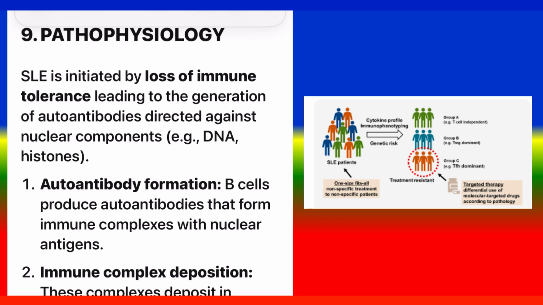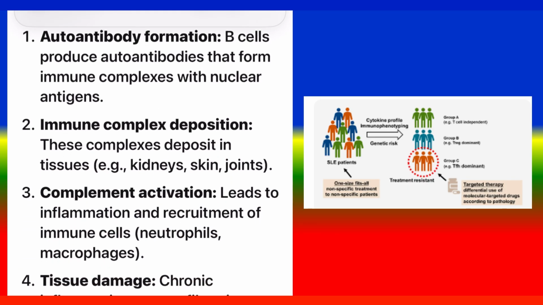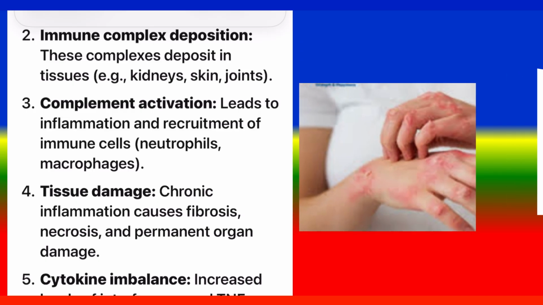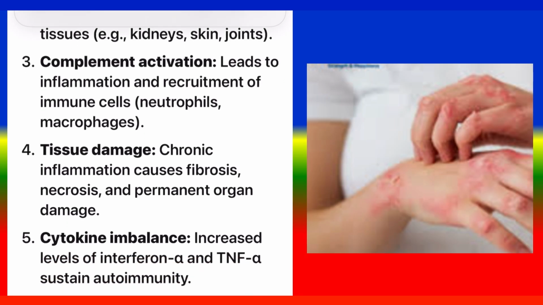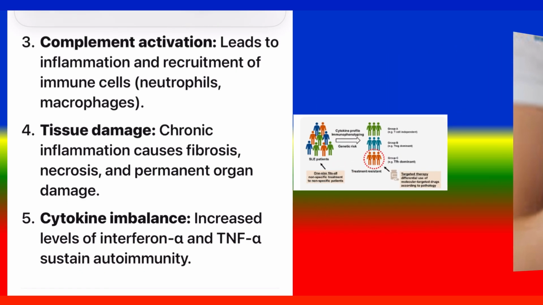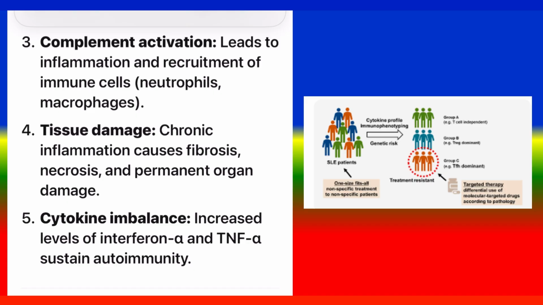e.g. DNA, histones. 1. Autoantibody formation. B cells produce autoantibodies that form immune complexes with nuclear antigens. 2. Immune complex deposition. These complexes deposit in tissues, e.g. kidneys, skin, joints. 3. Complement activation leads to inflammation and recruitment of immune cells, neutrophils, macrophages.